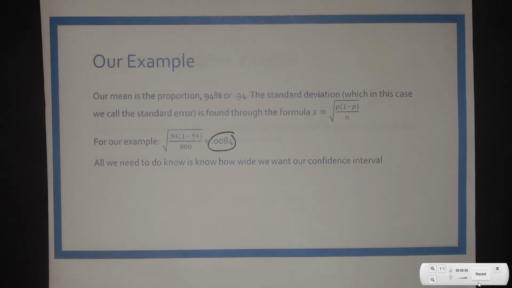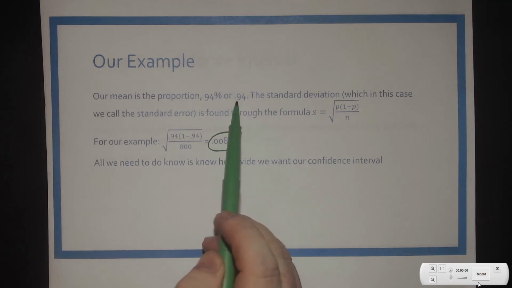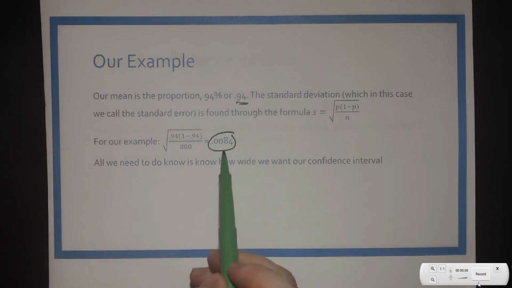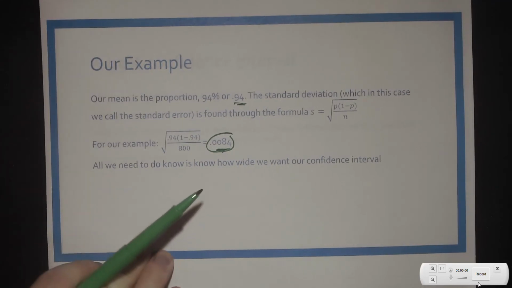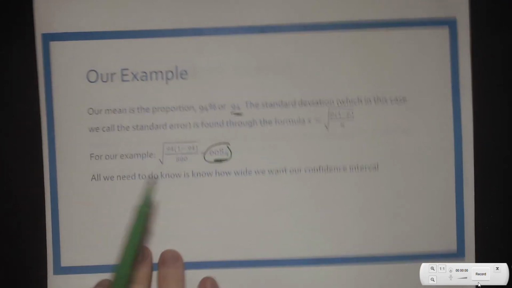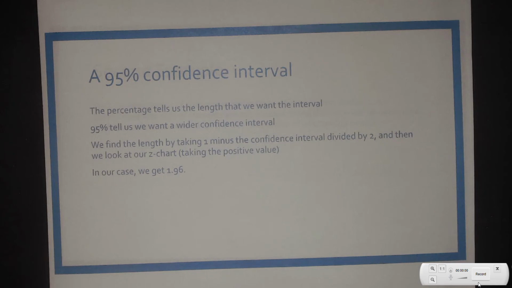Now, all you need to know is how to find how wide the confidence interval is. So we found the average, we kept it like that. We found the standard deviation, we're going to keep it like that. So now we need to find out how wide we want our confidence interval to be. A 95% confidence interval: the percentage tells us the length that we want in the interval. So the 95% confidence interval tells us we want a wider confidence interval.